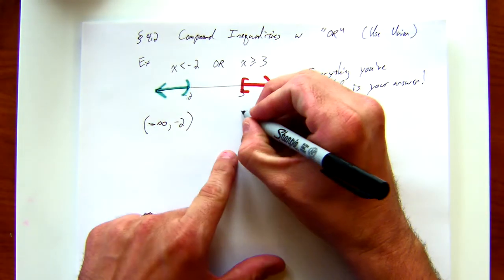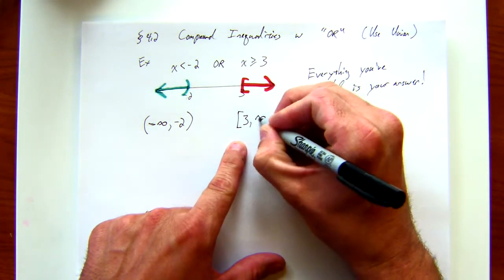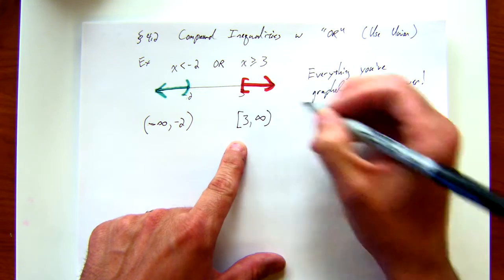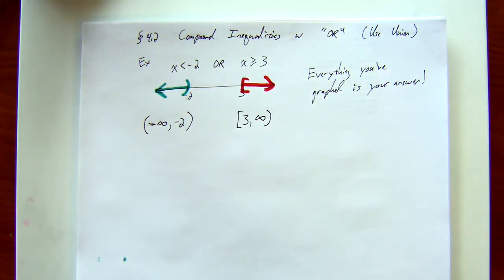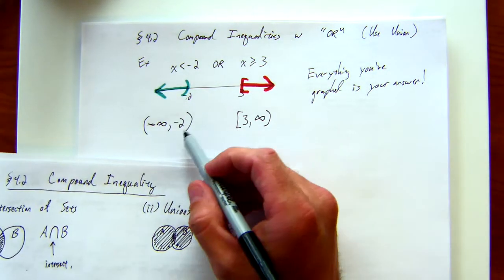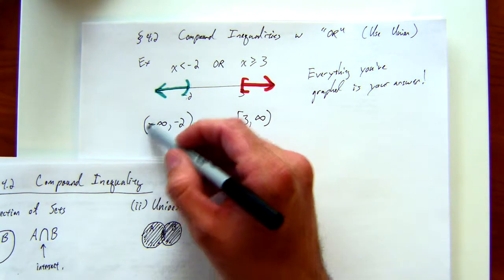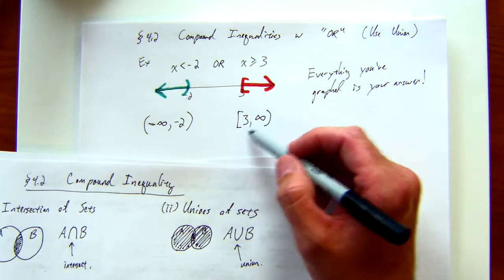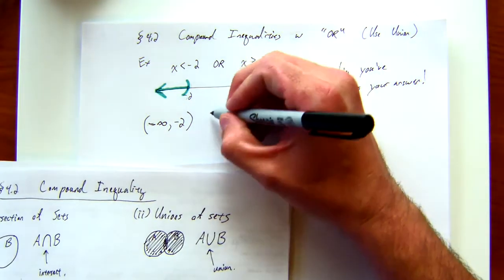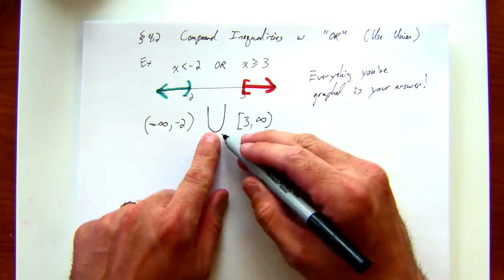What's this one? 3 included, comma, infinity, positive, open. Now there's one more thing I need to note. You've actually already seen it, but I want to write this as a union of this set of numbers. Remember we talked about unions of sets. This is a set of numbers. This is a set of numbers. The union of them is that. So this set, big U, means union with this set.